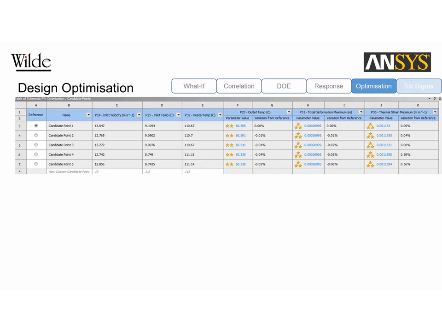ANSYS DesignXplorer works on a ranking system. So 3 stars signifies that all the criteria has been met, the objective has been met. 3 crosses signifies that this is a failed design and it's not going to work. A gray dash means that it's neutral. This is as good as it's going to get. So you can see across the 5 candidates over there, we reach our target of total deformation and thermal strain, but we don't really meet our target of outlet temperature. We specified 65 degrees, but we've got 60 odd degrees over here. And this is as good as it's going to get, basically, for us.